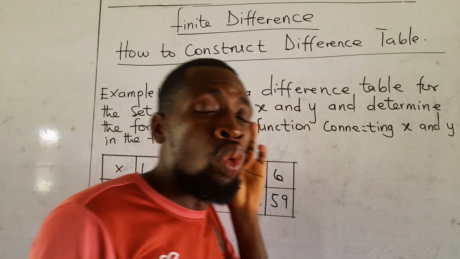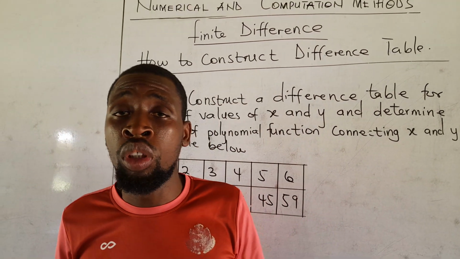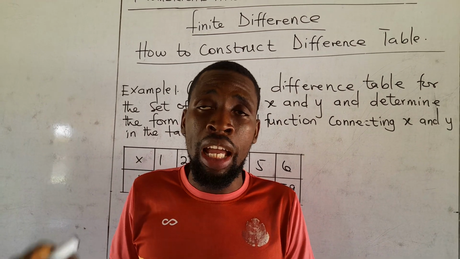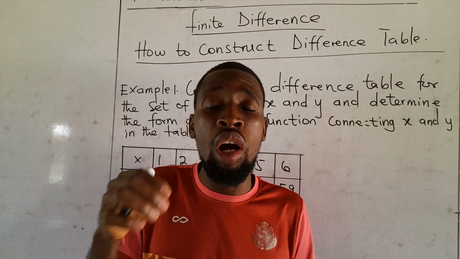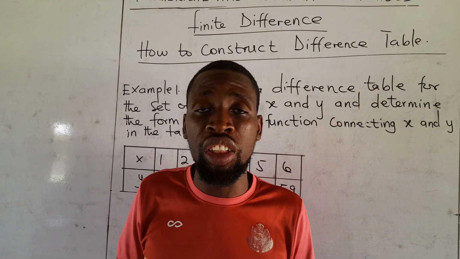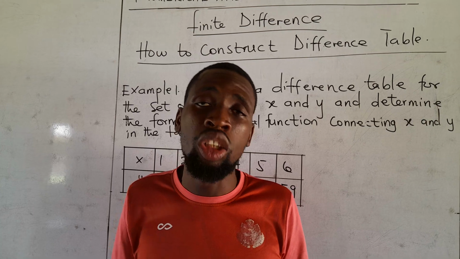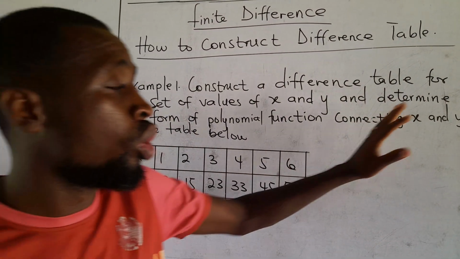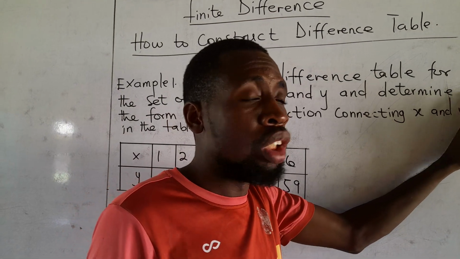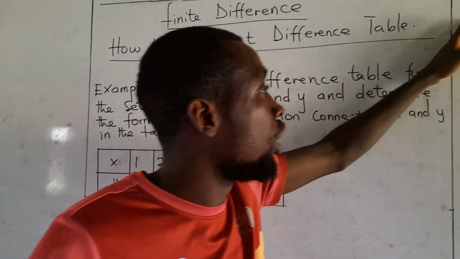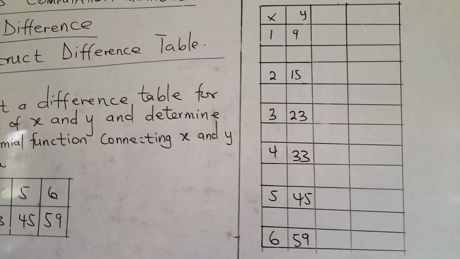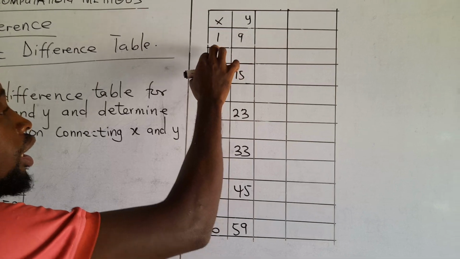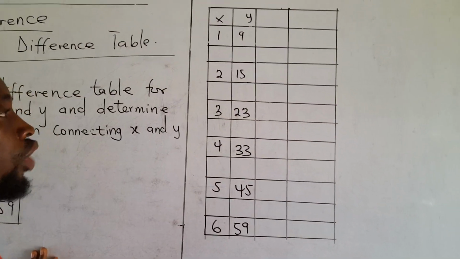When we are constructing a difference table, the order of the difference at which we get constants will help us determine the type of polynomial function that connects x to y. So, let's learn how to put this into practice. In order to construct a difference table, we draw a table of this nature. Write the set of values for x here and y here, and leave these spaces in order to write the differences.